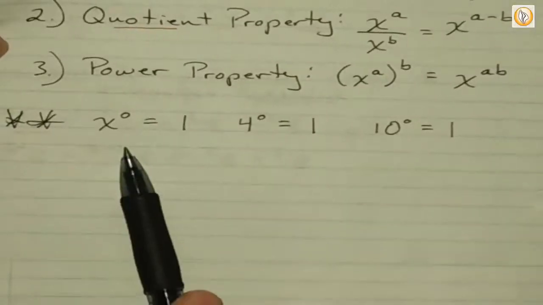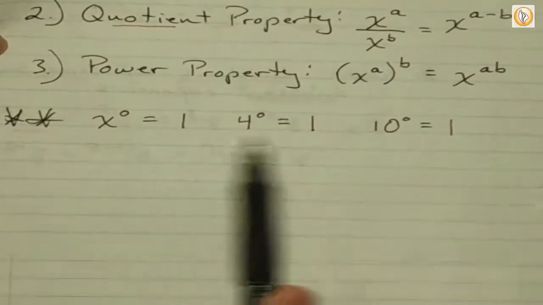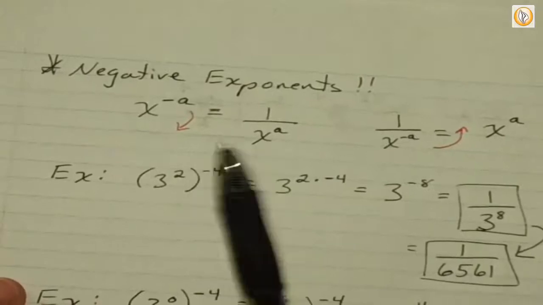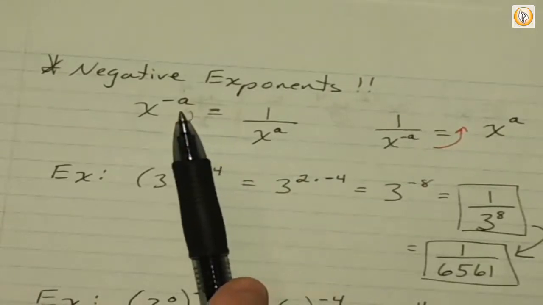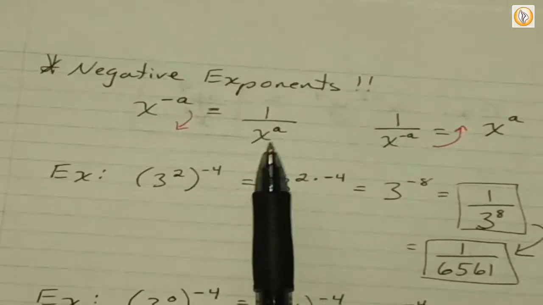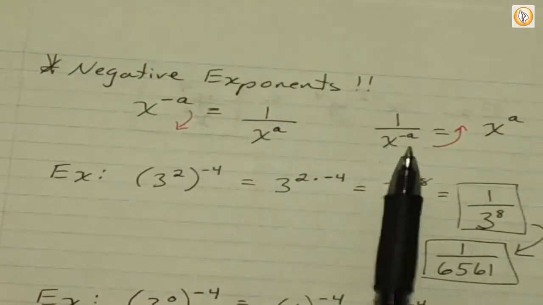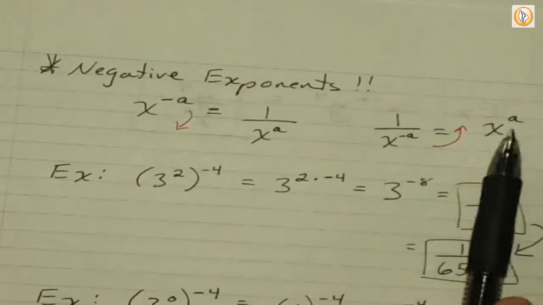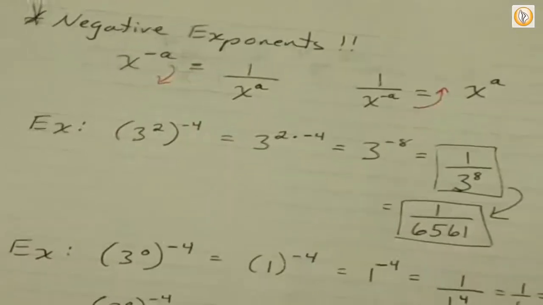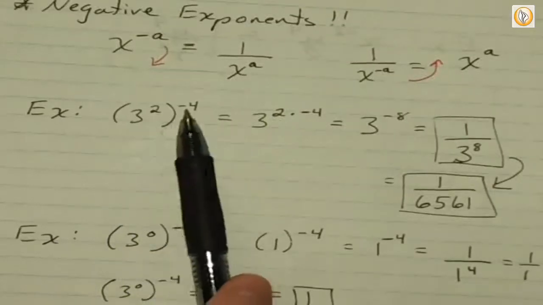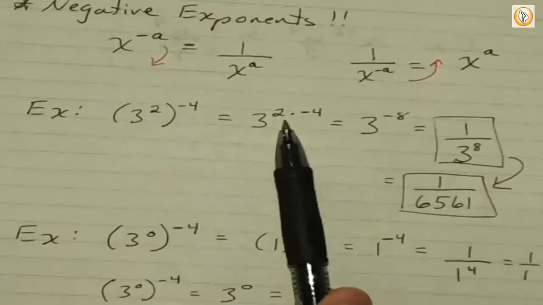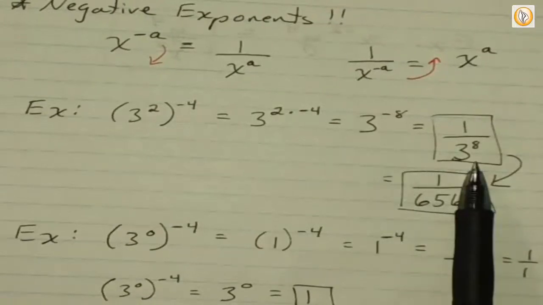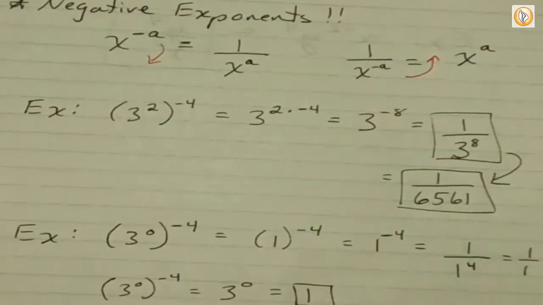We talked about if the exponent's 0, then the answer is always 1. Negative exponents. You can't have a negative exponent. Got to turn it into a fraction and put it on the bottom as a denominator. If it's already on the bottom as a denominator, move it on up to make it positive. Here's another example. Exponent on the inside and outside, we multiply, get negative 8, we brought it on the bottom, and we simplified.